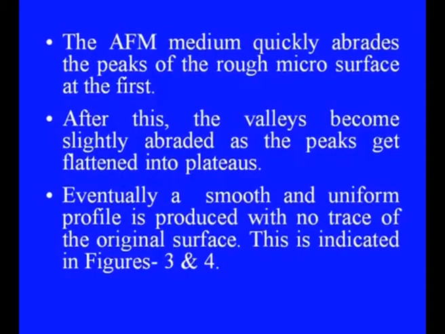In case of ductile materials, micro ploughing and micro cutting phenomena are taking place, while in case of brittle materials predominantly the micro cutting phenomenon takes place. The AFM medium quickly abrades the peaks of the rough micro surface at first. Then the valleys become slightly abraded as the peaks get flattened into plateaus. This we will see with the help of some figures at a later stage. Eventually, a smooth and uniform profile is produced with no trace of the original surface. This is shown in these figures.